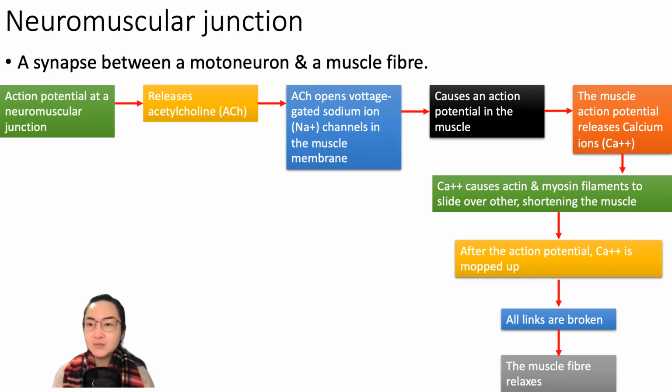The muscle action potential releases calcium ions, or Ca++. Calcium ions cause actin and myosin filaments to slide over each other, shortening the muscle. After the action potential, calcium ions are mopped up, all links are broken, and then the muscle fiber relaxes.